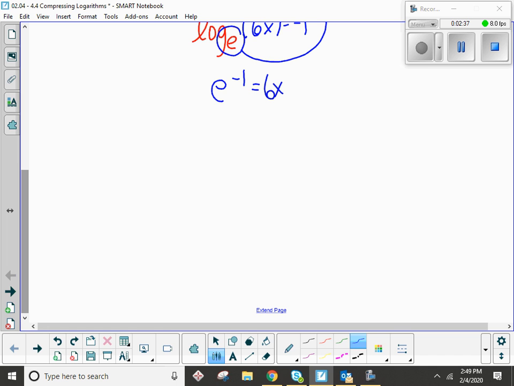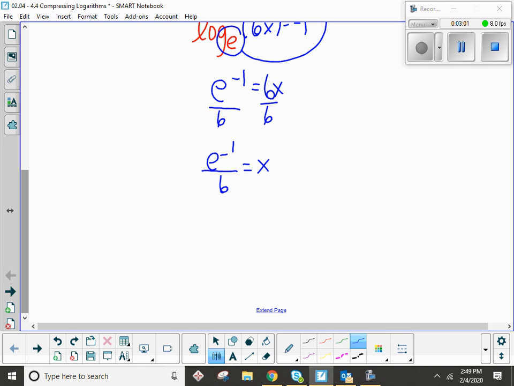And what's the last thing you have to do to get x by itself? Divide by 6. This is called exact form. We would use the calculators if I wanted approximate form, which I don't, which would give you the decimal.